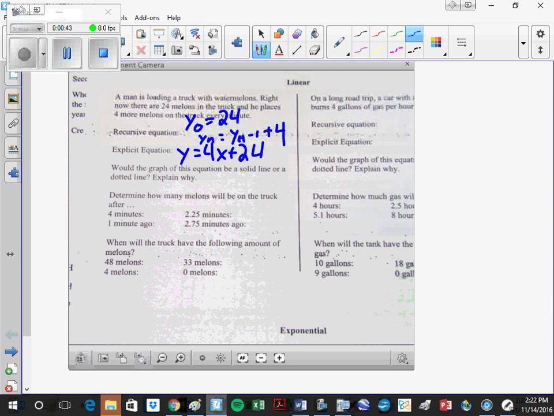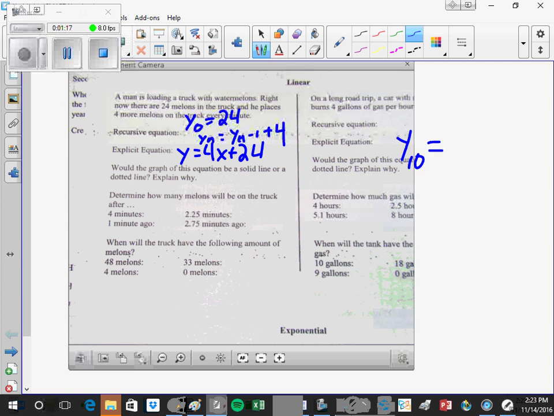Everybody understand that? So the recursive equation, y sub n, just means the amount of watermelons on the truck for any year. So y sub 16 would be year 16, y sub 18 would be 18. How many melons are on there in the 18th year. So to calculate how many, these are minutes, right? To calculate how many melons there are in the truck for any minute, for instance, y sub 10, in 10 minutes, how will you calculate how many melons are on the truck?